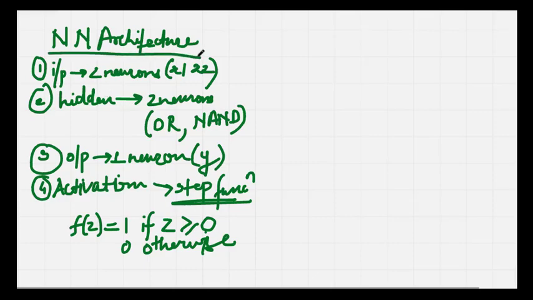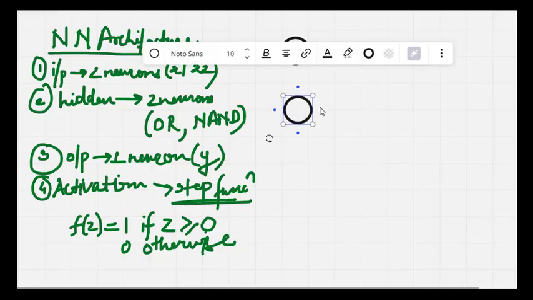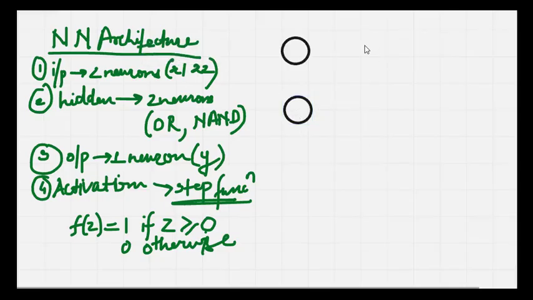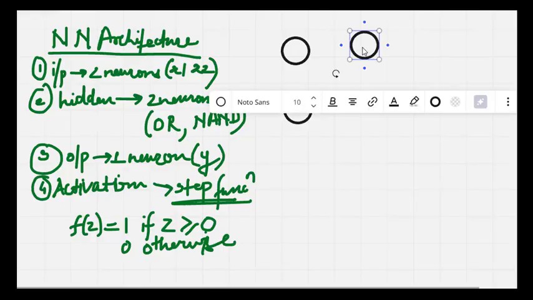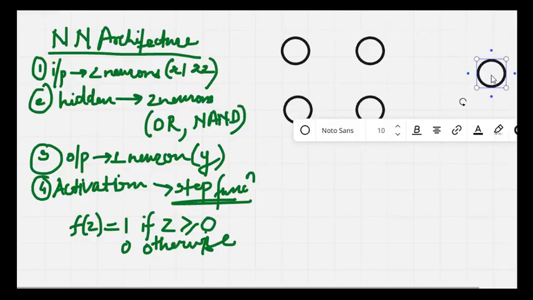Now let's draw a neural network. For input, we need two neurons, so I am taking two neurons here. Now this will be working as my x1 and x2. Then for the hidden layer, again I'll need two neurons. And then for output, we need one neuron.